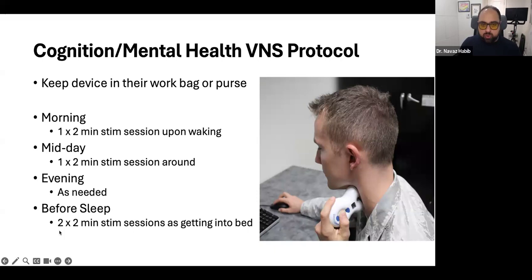Two 2-minute stimulations works really well as they're getting into bed, and it helps with that full recovery at night, active during the day routine. And people tend to find improvements in cognitive function with that. And we know that there's a strong correlation between mental health issues and sleep dysregulation as well.